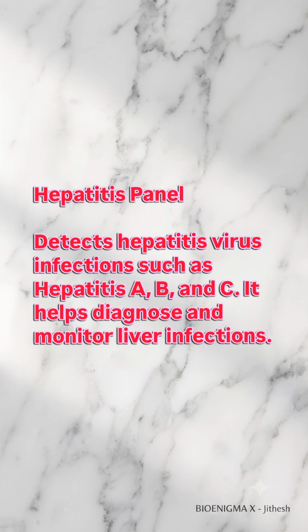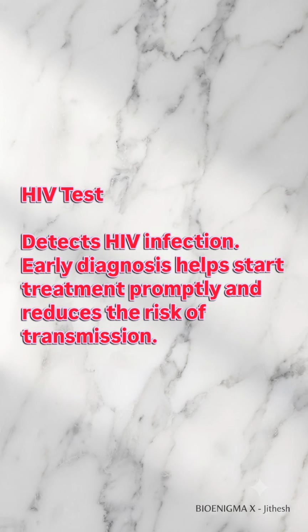Hepatitis panel detects hepatitis virus infections such as hepatitis A, B, and C. It helps diagnose and monitor liver infections. HIV test detects HIV infection. Early diagnosis helps start treatment promptly and reduces the risk of transmission.